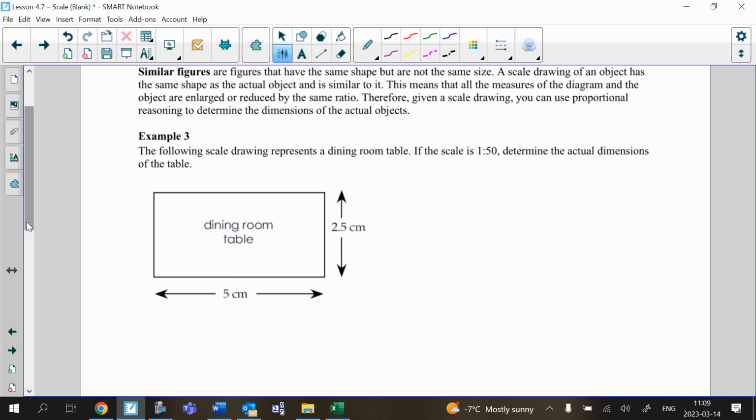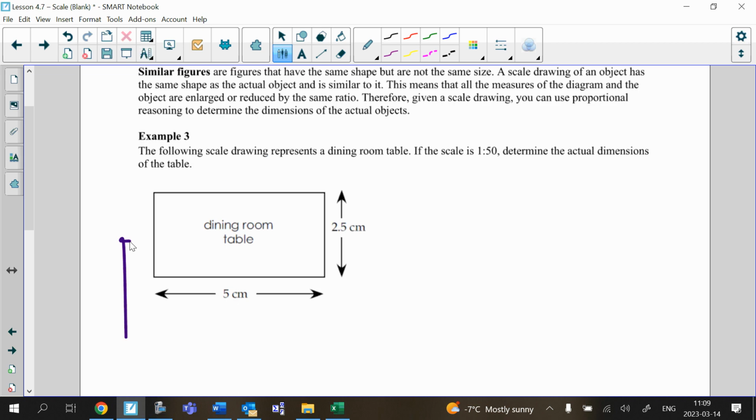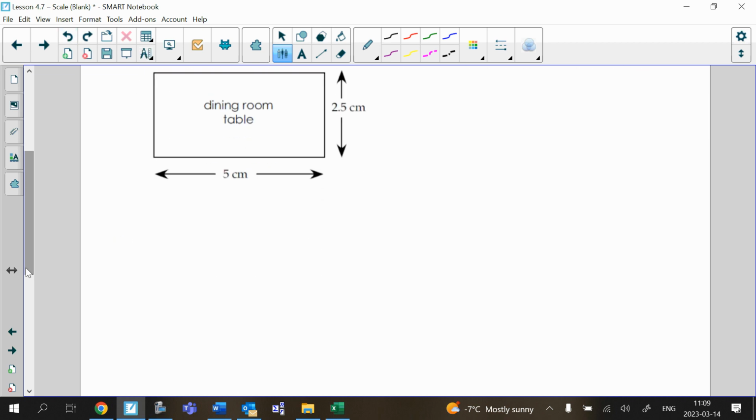So we can be given the dimensions of the scale drawing, whatever the scale is. So that means that the scale, every dimension would be 50 times as big in real life. And then we're asked to find the actual dimensions of the dining room table. Here's how we can do it. We can always use equations, what are called proportional equations. These are handy to use.